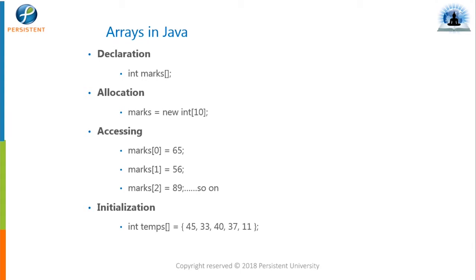Once we need to assign values or to access the values, we can use marks followed by the index. marks[0] equal to 65, marks[1] equal to 56. This is how we can access or initialize the values of this array. So 0 1 2 are the indexes, and you can set any values on a specific index as such.